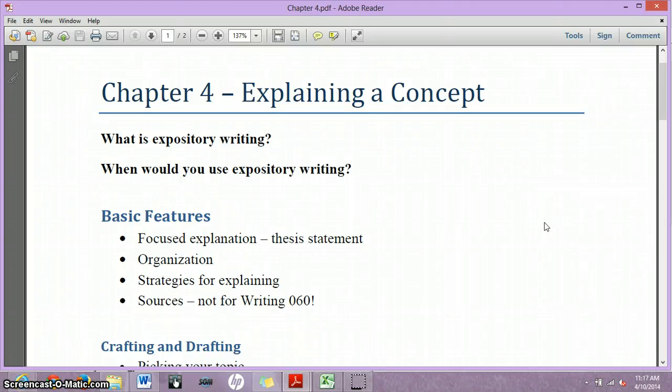In chapter 4, you learn pretty much the fundamental elements of expository writing, or explaining a concept. When I say expository writing, I simply mean any type of writing that explains something or exposes something. It's neutral, which means it's objective. It does not evaluate, analyze, or argue anything. It, again, simply exposes or explains something, and keeps a neutral stance on whatever that is.